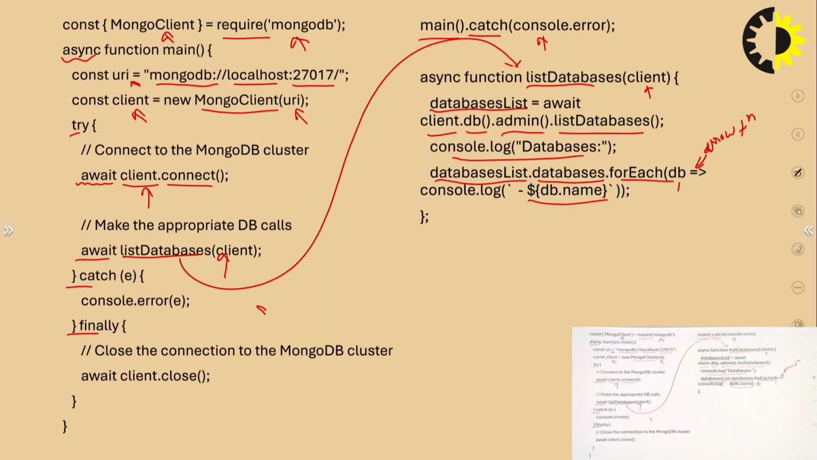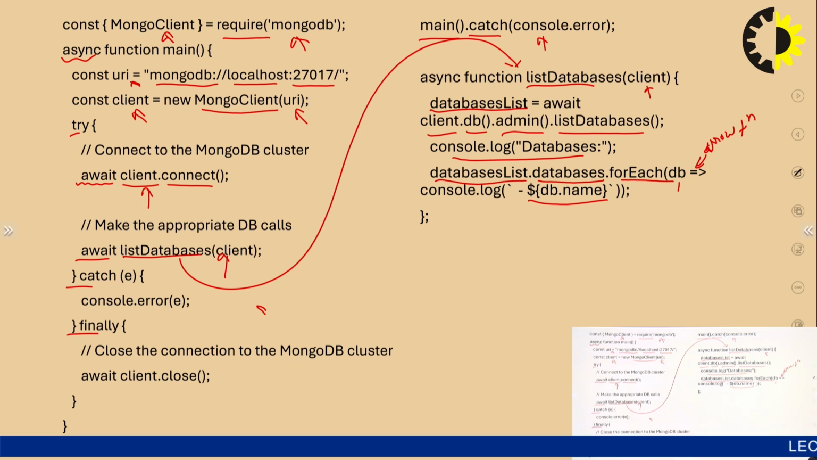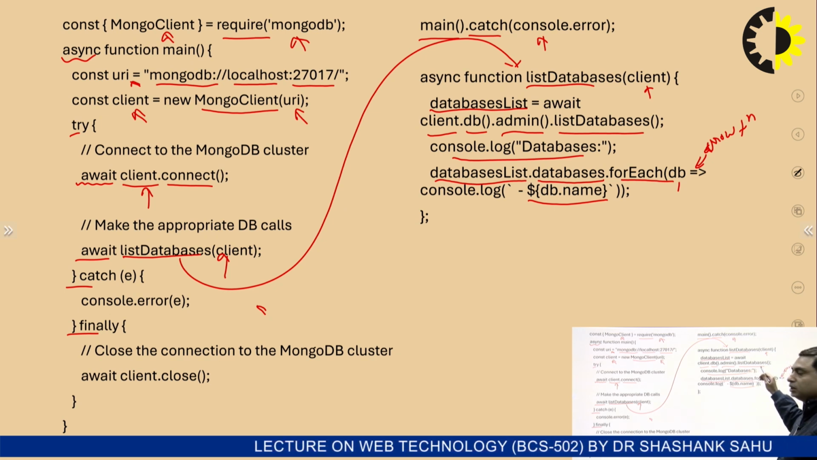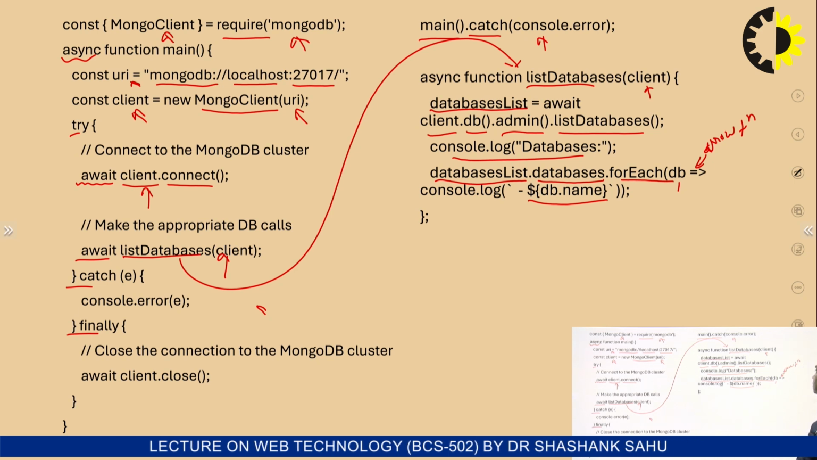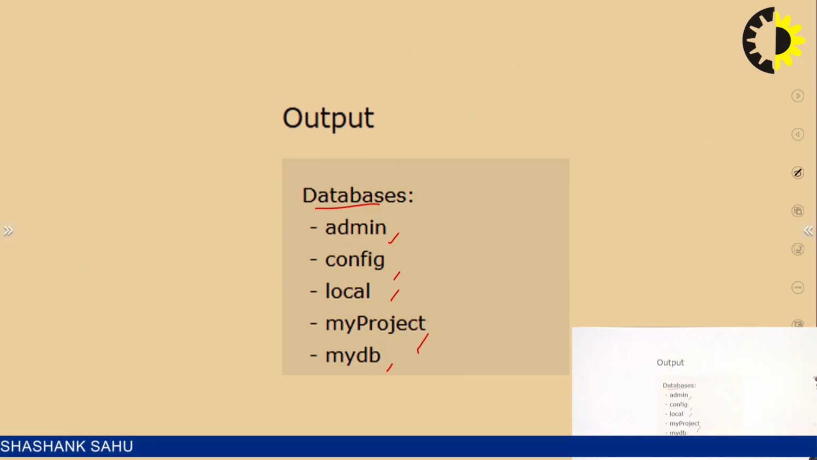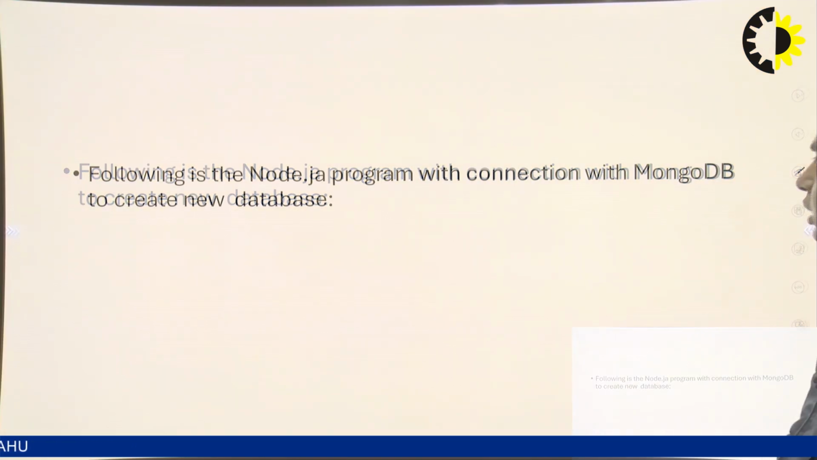So this is a very simple program. It is showing the connection with MongoDB, which needs the connection string, and it is showing how to connect. We are using .connect. Then to display the list of databases, we are using the listDatabases method. All the databases will be stored in a variable. Then we are using just a forEach statement to display each database on the console. This is the output. Now the next program.